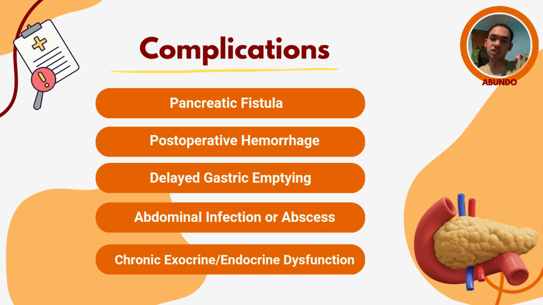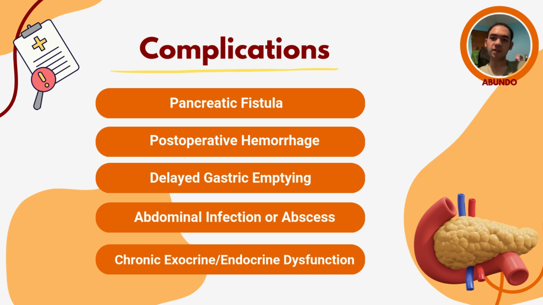Third complication is the DGE or delayed gastric emptying. DGE is a functional complication where gastric motility is impaired, leading to nausea, vomiting, bloating, and inability to tolerate oral intake. It is believed to be caused by post-operative inflammation near the duodenum or disruption of vagal nerve fibers during surgical manipulation. DGE often resolves with supportive care but can significantly impact nutritional status and recovery. Prolonged cases may require nasogastric decompression or prokinetic therapy.